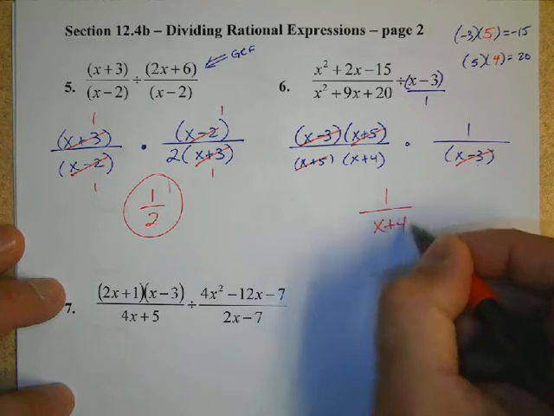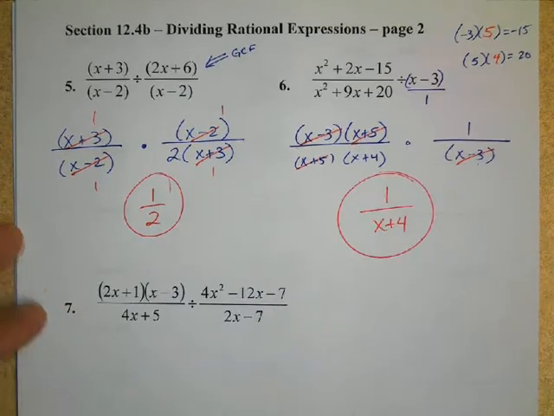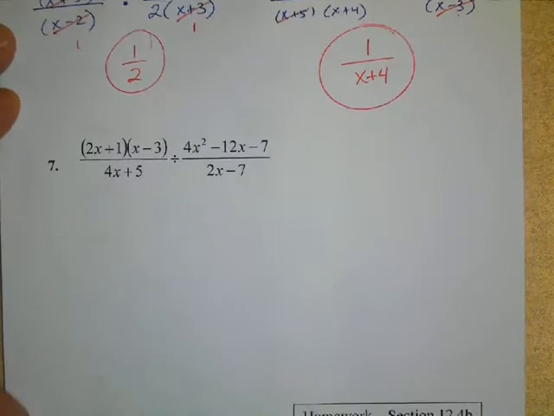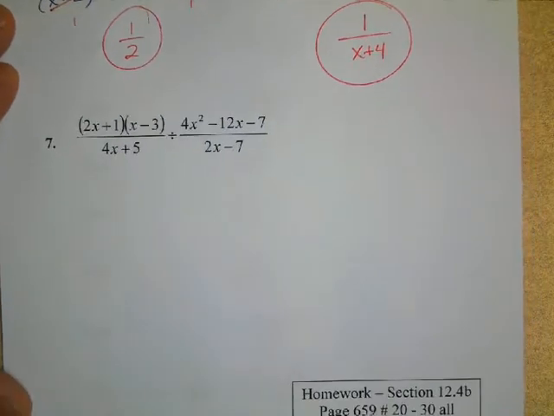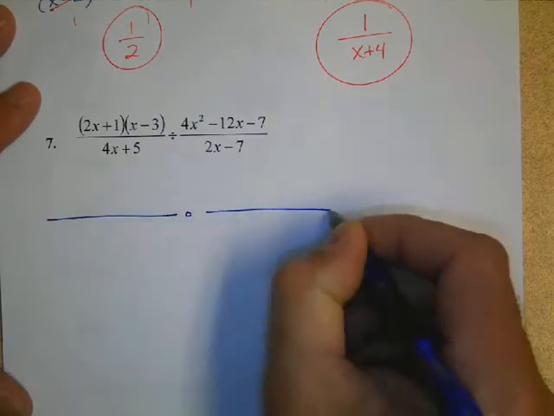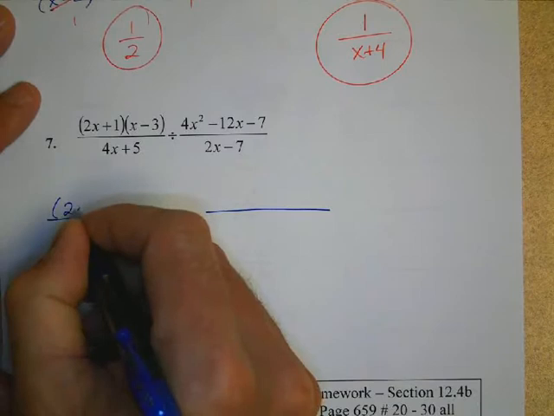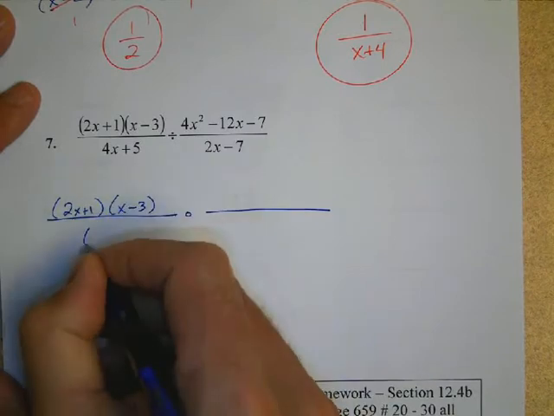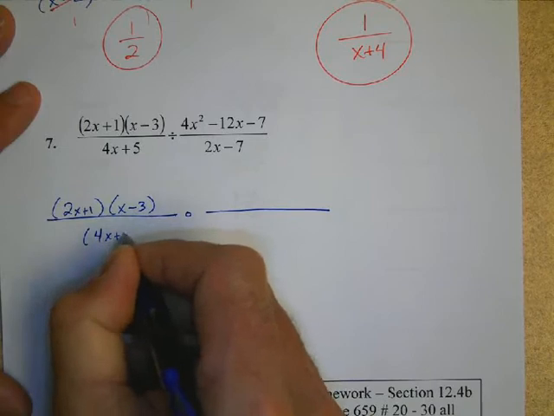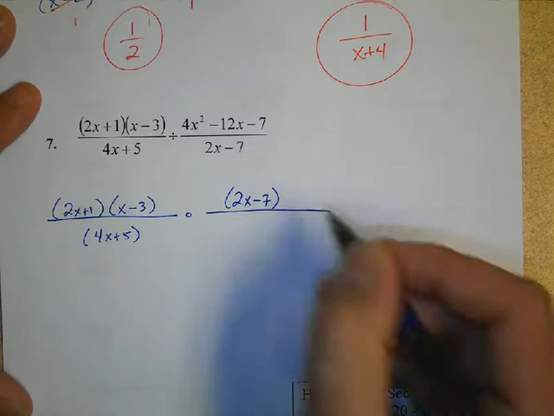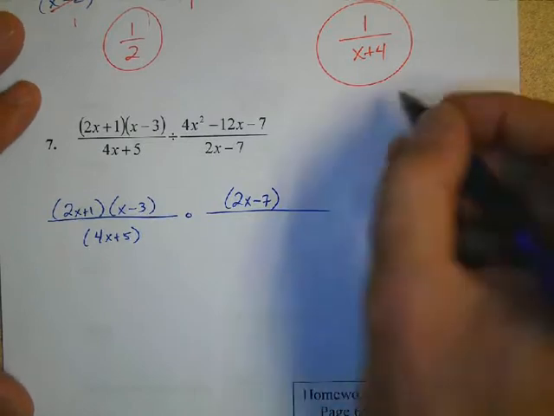Now we can cancel everything now that it's factored. So the x minus 3's cancel, and the x plus 5's cancel, which leaves us a solution of 1 over x plus 4. Let's look at our seventh and final problem for this section. As we look at it, it is a division problem, so we need to convert it to multiplication. But the nice thing is, the top left is already factored. The bottom left is already factored as well.